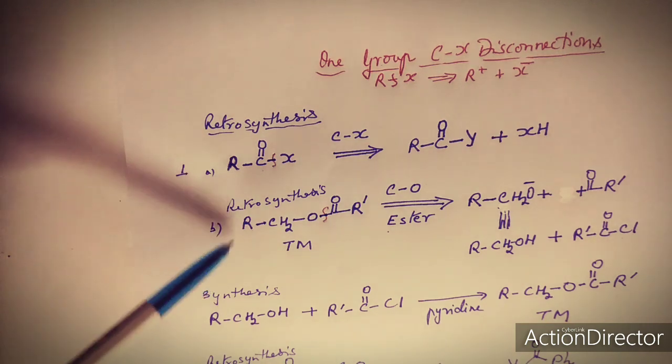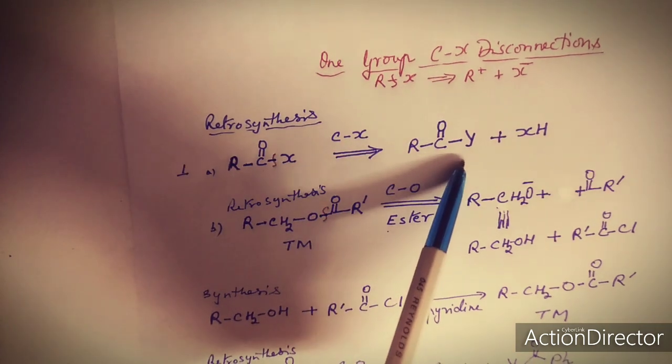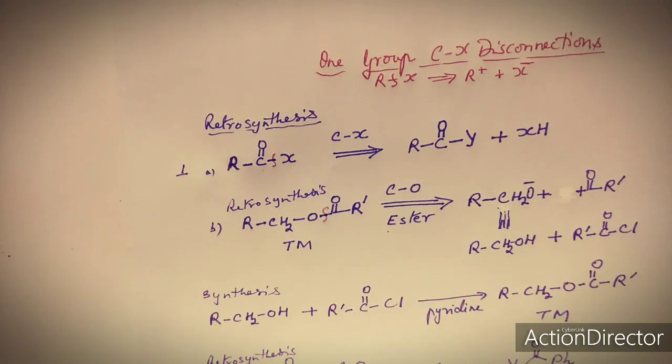Now this is RCOX, and RCOX is an acid halide. So the acid halide, on disconnection, will give us those reagents which undergo substitution easily. On disconnection we'll be getting R positive, the C positive balanced by the Y negative. Now the Y can be any good leaving group like Br or tosylate, etc. Here Y and X negative is balanced by H positive.